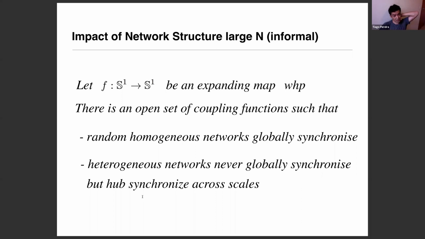Now it's also easy to prove that for a heterogeneous network, when you have hubs, the network can never globally synchronize. So this behavior is always unstable in this network. But the hubs can synchronize. And the hubs can slightly change the dynamics across scales. Across the scales means depending on how many friends they have.